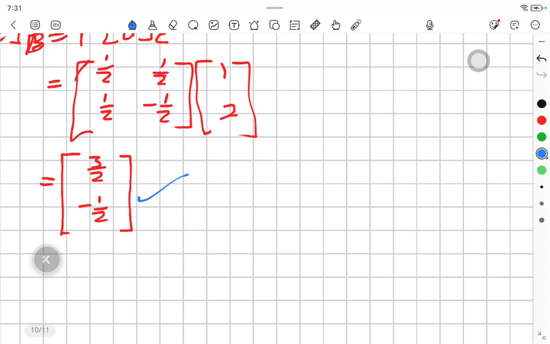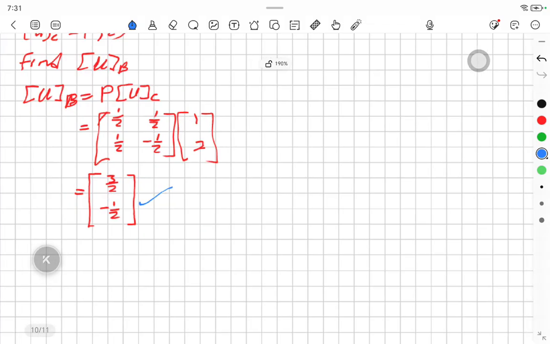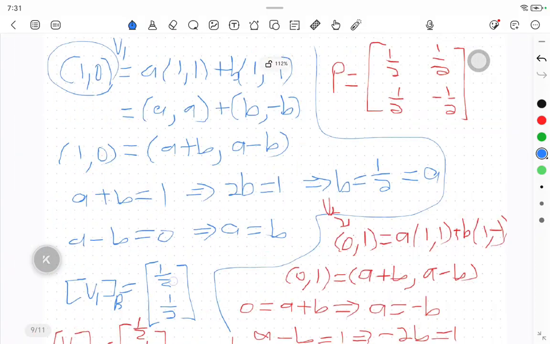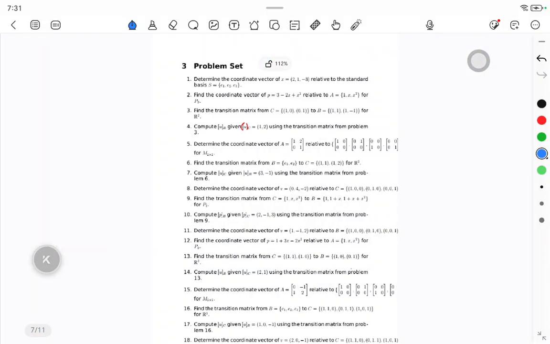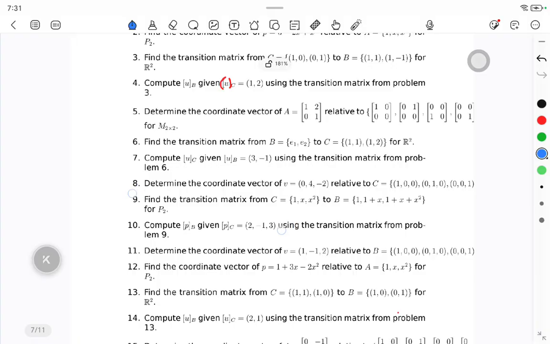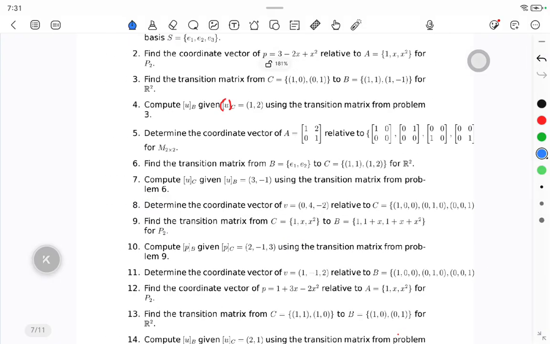So it means that we can now proceed, right? Now let's say this was number 4, right? Let's look at number 5. Number 5, they say we should determine the coordinate vector of A relative to this, you see, for M22.